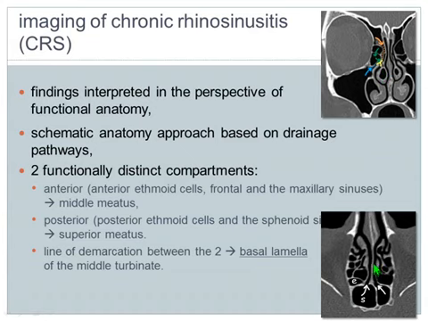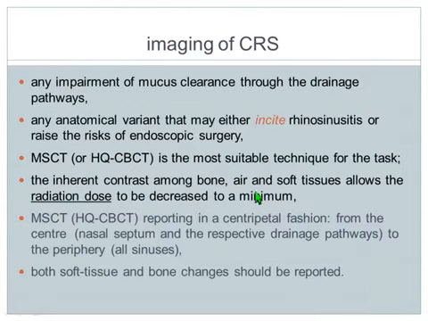And the checklist, you always have to check why the mucus is not emptying from that particular group of sinonasal cavities. Therefore, imaging of chronic rhinosinusitis is related to the detection of the impairment of the mucus clearance through the drainage pathway. You are looking for the anatomic variant that may incite the rhinosinusitis or raise the risk of endoscopic surgery. What does it mean, incite?